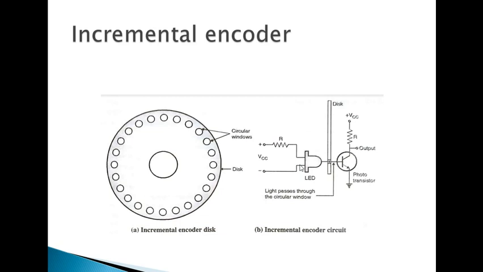So as this disc rotates, a train of pulses is generated, and the number of pulses in one rotation is equal to the number of circular windows on the disc. Therefore we can say that by counting the number of pulses, we can decide the shaft position and the number of rotations performed by the shaft. So this basic principle is used here.